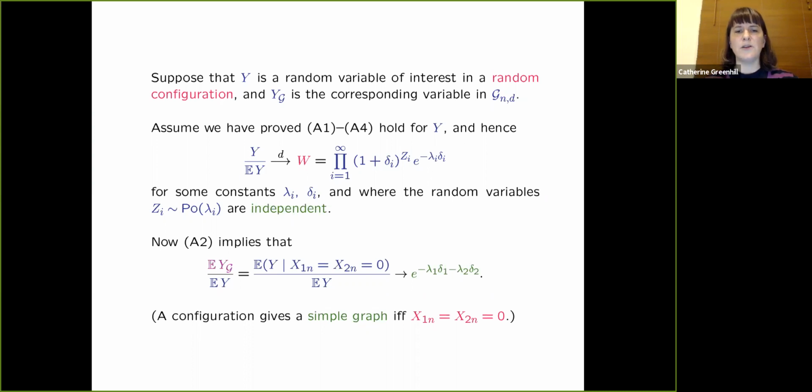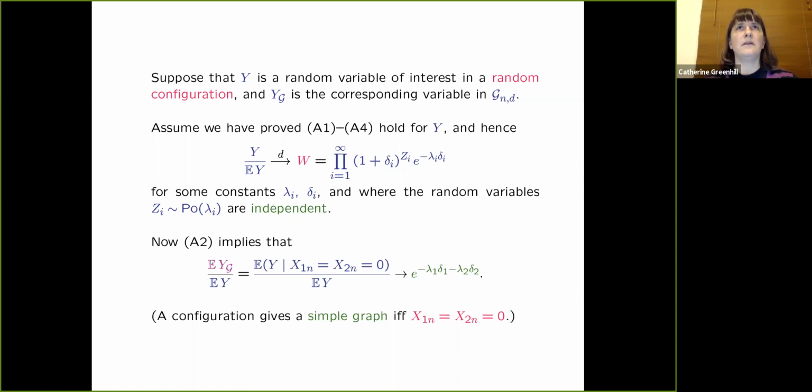So this ratio in the middle there is exactly what A2 talks about, and we know that that tends to e to the minus lambda 1 delta 1 minus lambda 2 delta 2, and you've got those constants at hand, and you can just calculate that. So if you know the expected value of y, you know the expected value asymptotically for yg. And this works because a configuration gives a simple graph.